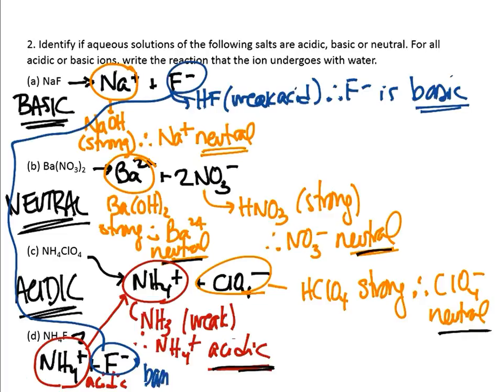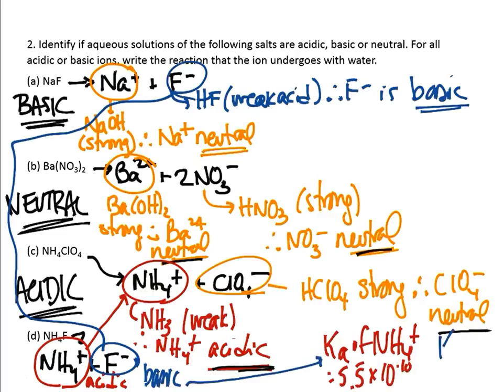So the Ka of ammonium, you're going to calculate from the Kb of ammonia. It's 5.5 times 10 to the minus 10. Kb of fluoride, you're going to calculate from the Ka of hydrofluoric acid. So the Kb of fluoride is 1.5 times 10 to the minus 11. In this case, Ka is larger than Kb, therefore this salt is acidic because Ka wins, Ka is greater than Kb.